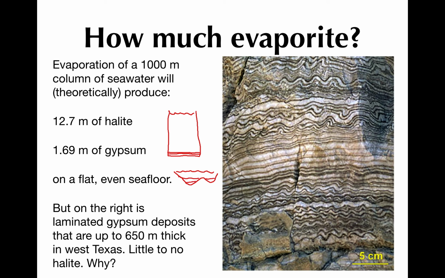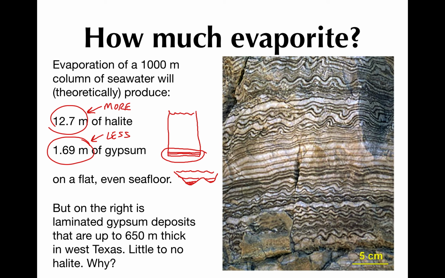So the thicknesses of evaporite minerals that you find in these pools might be different than the predicted thicknesses that you'd find on a flat bottom. But still, these numbers are pretty good. This is about what you could expect. You wouldn't expect it to be too much thicker than that. And you'd certainly expect, in any case, that you would get more halite from the evaporation of seawater and less gypsum.